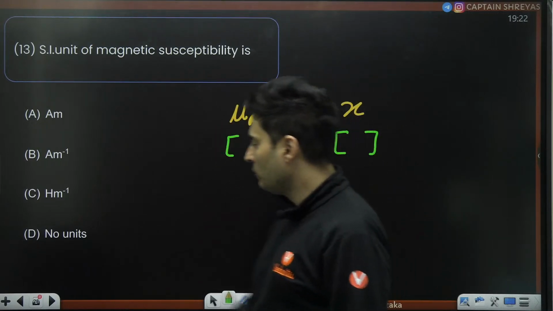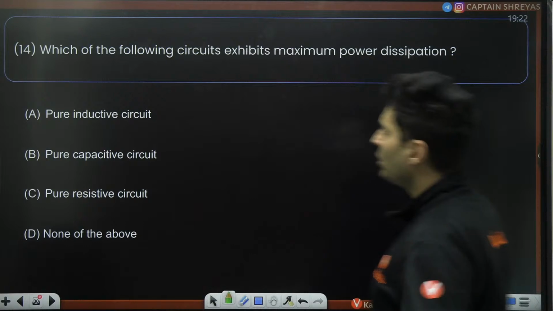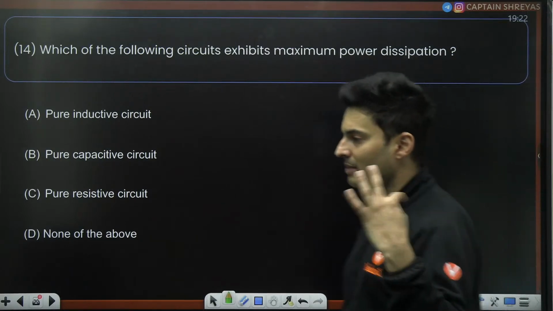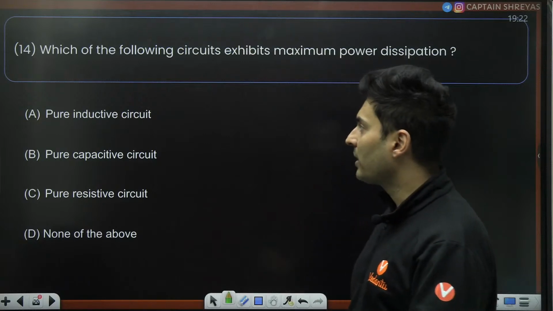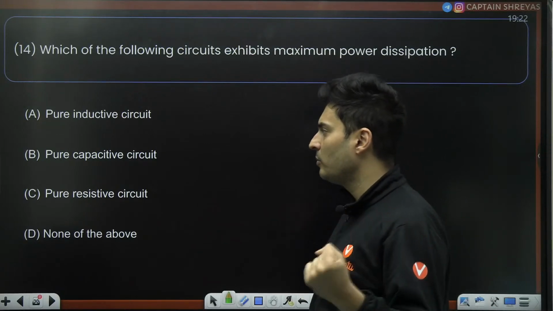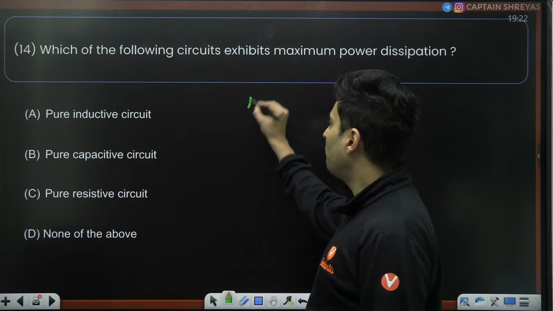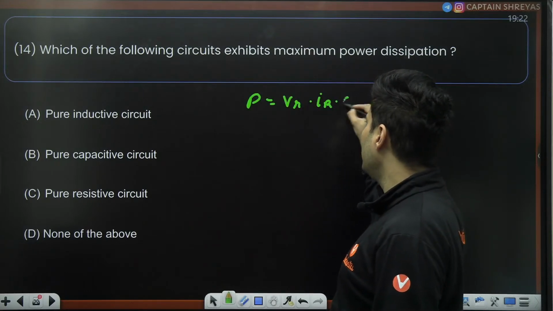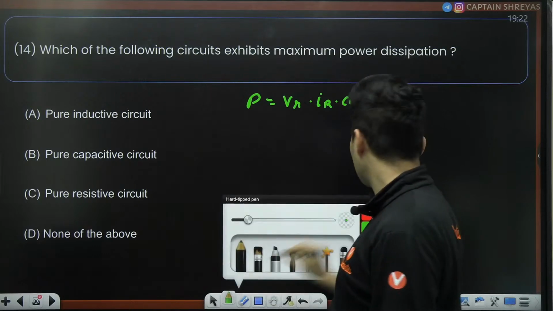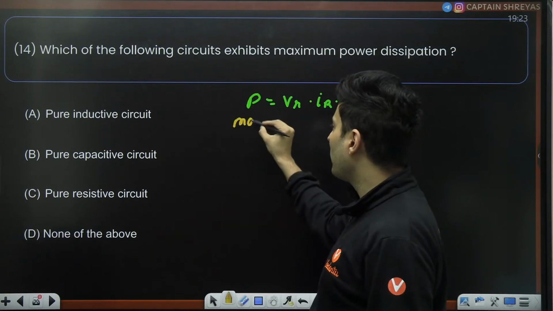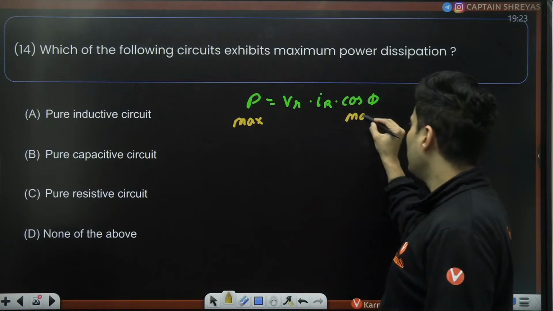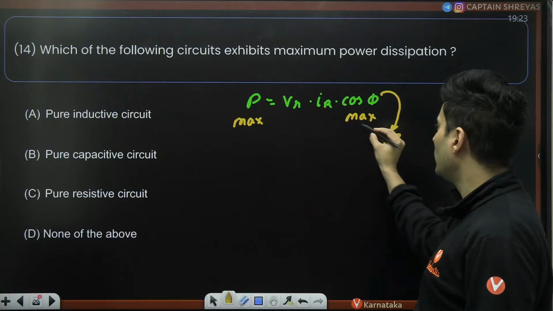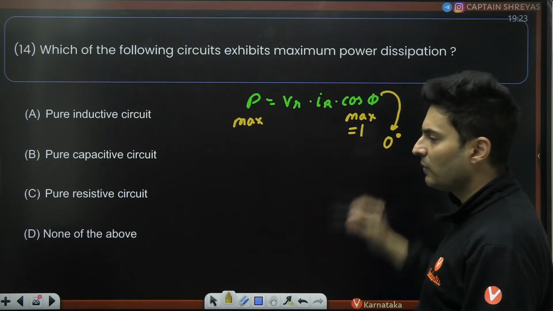Okay, shall we move ahead to the next question? Which of the following circuits exhibits maximum power dissipation? Purely inductive, purely capacitive, purely resistive, none of the above. Power is Vrms into Irms into cos phi. If you want to make the power maximum, cos phi should be maximum. That means phi should be 0, because cos 0 will be 1. Maximum value of cos is 1.